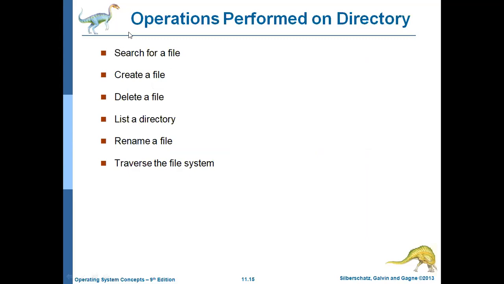Now comes the question: what are the operations? As you are performing operations on a file system, similar operations are performed on a directory, but here it is a little bit different. You are searching for a file, that's an operation. You create a file in a directory, that is another operation. You delete a file, list a directory, rename a file, traverse the file system. All of them are operations performed on a directory.